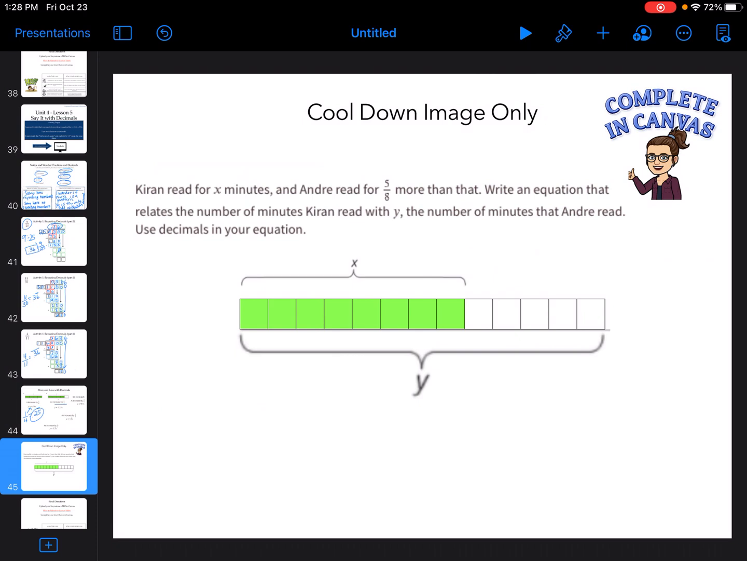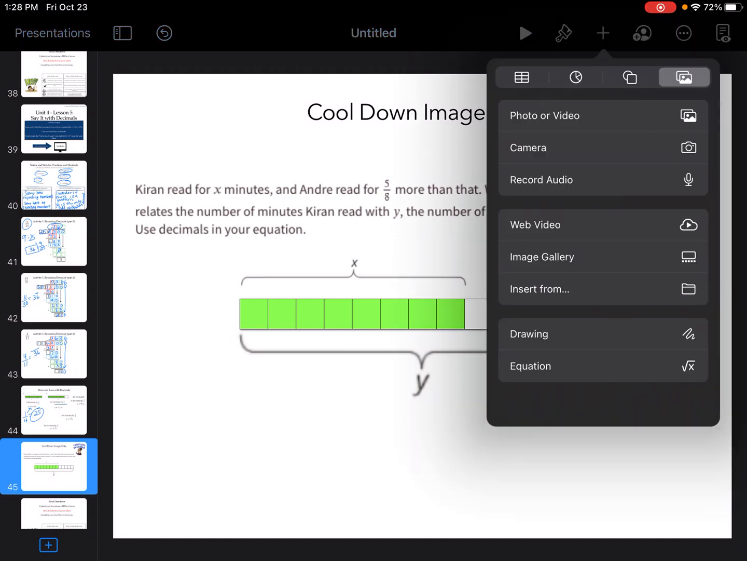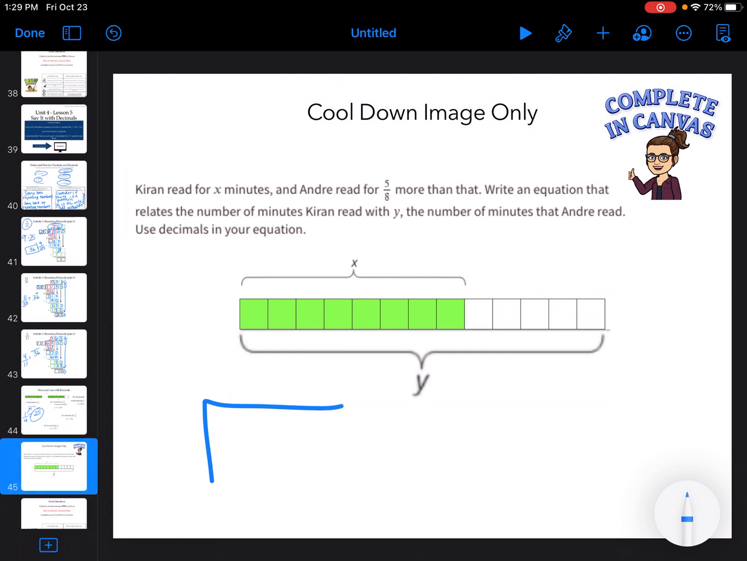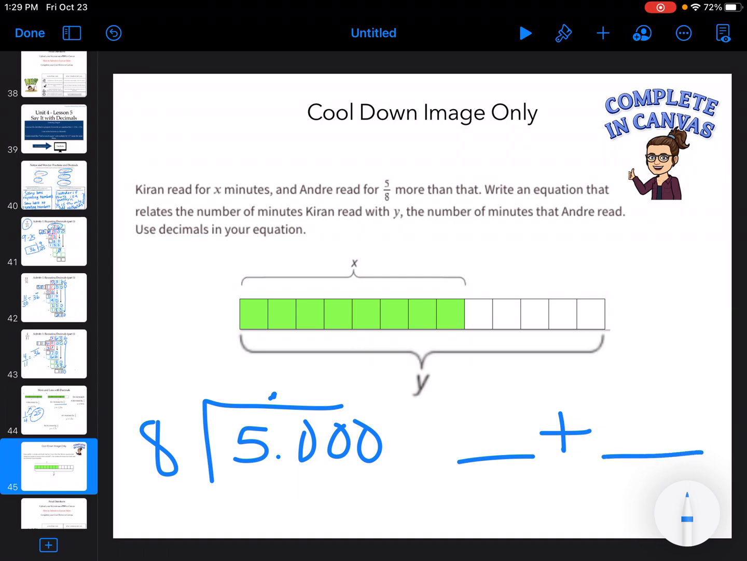All right, so here's your cool down. So I drew in some extra stuff here. So Kieran read for X minutes. So Andre read for 5/8 more. Write an equation that relates the number of minutes Kieran read with Y and the number of minutes Andre read with X. Use decimals in your equation. So remember, you're doing 5 divided by 8. So you can get your decimal, and it's increasing, so you're definitely going to have a plus. It's going to be something plus something else.